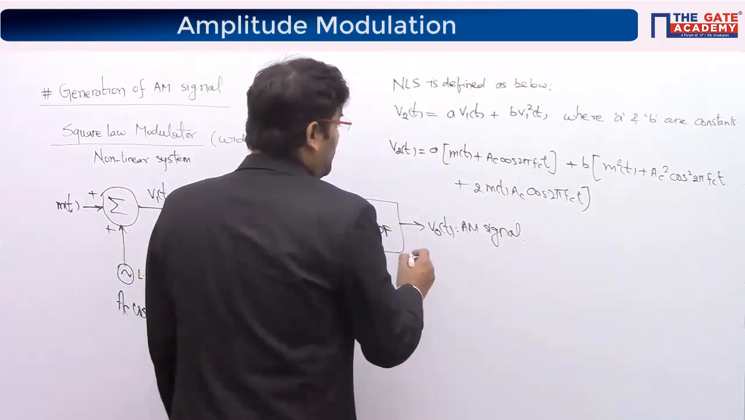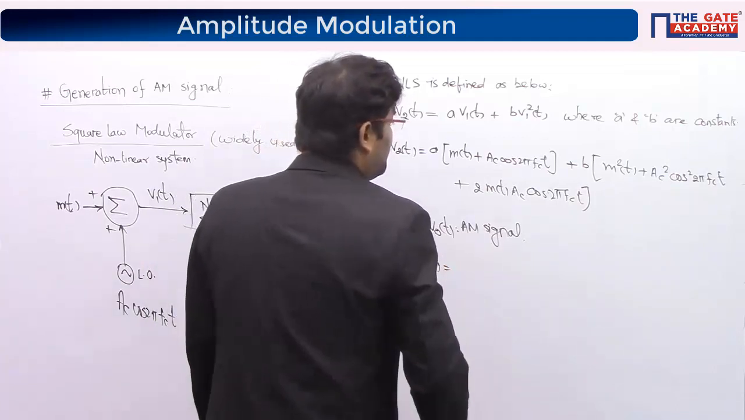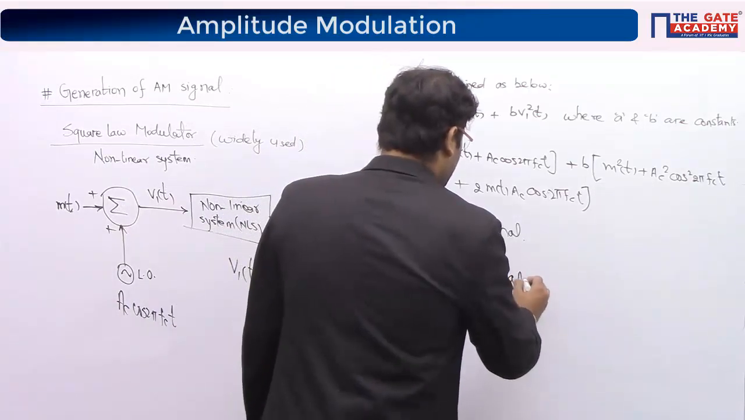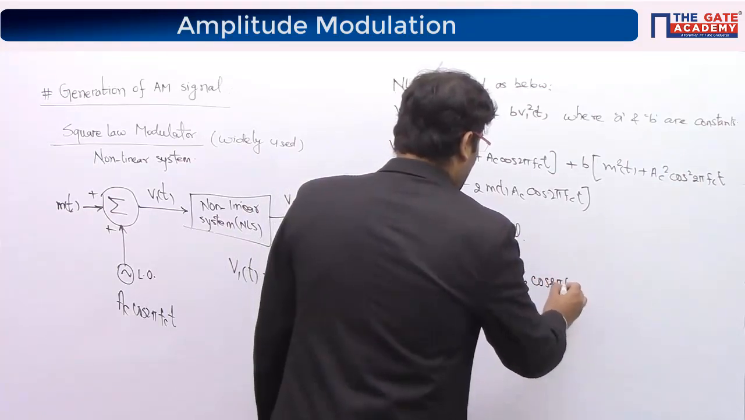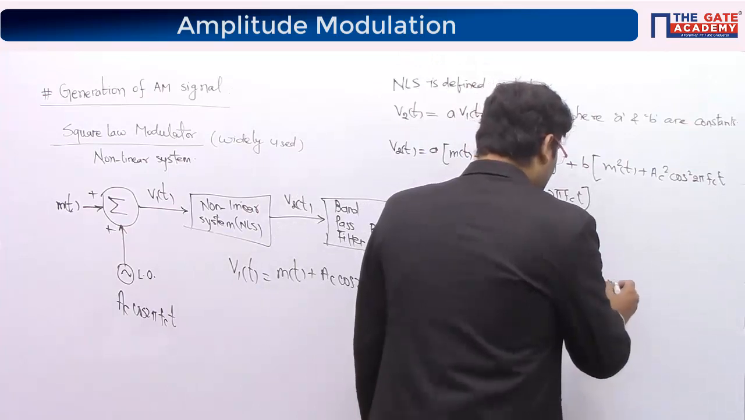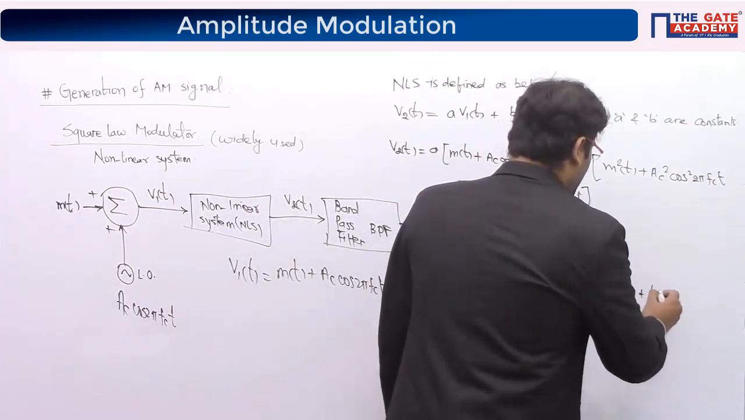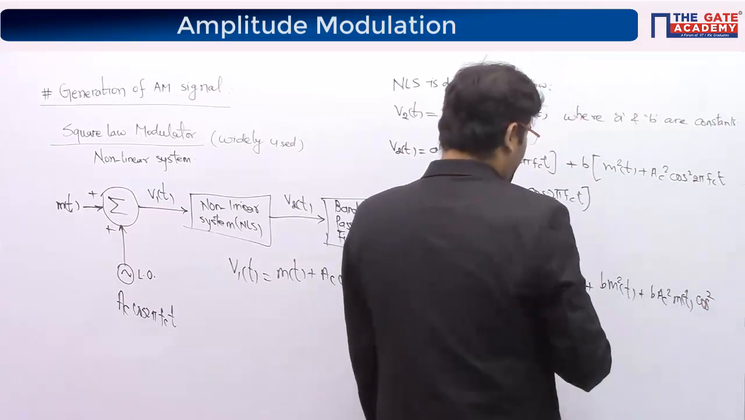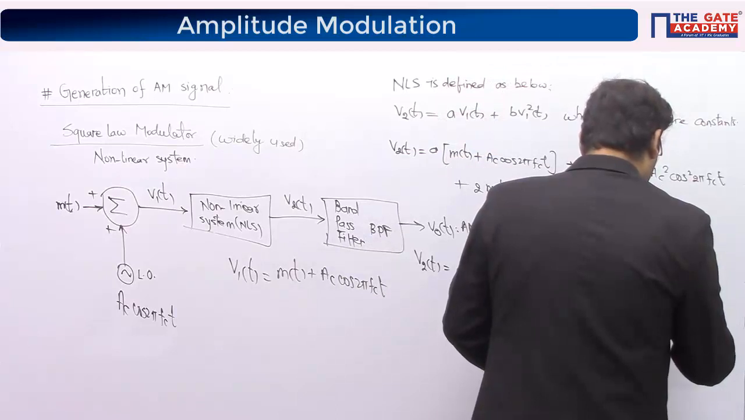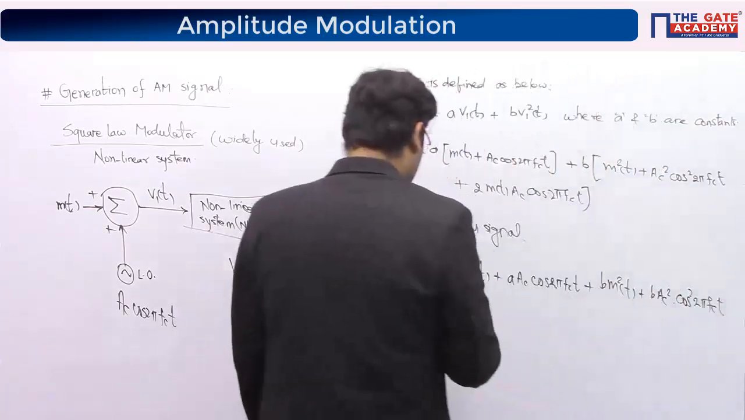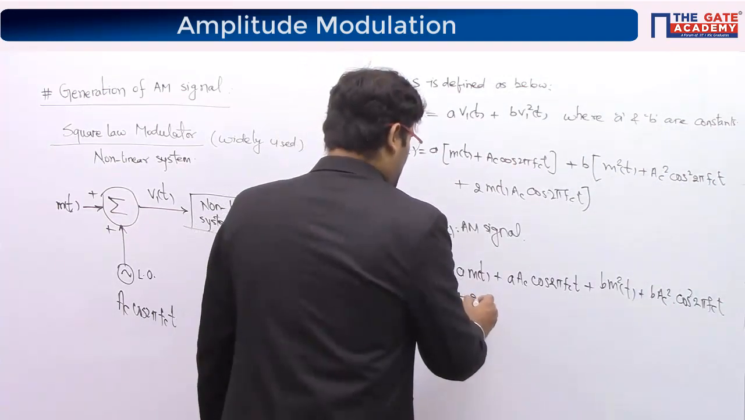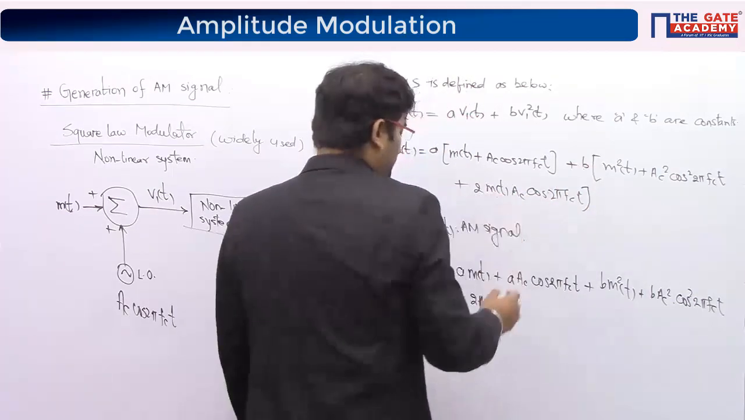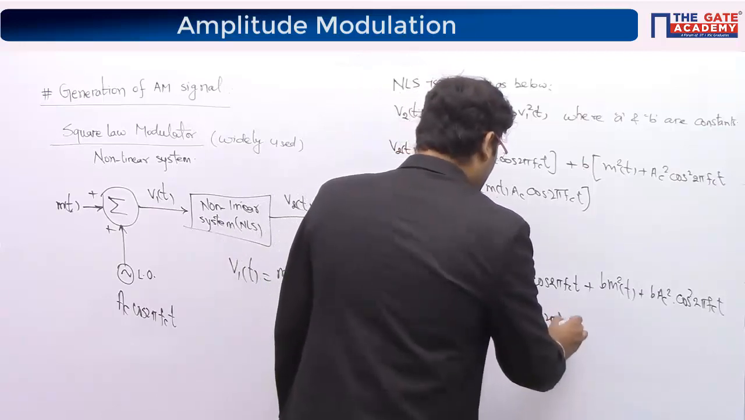If I want to simplify more, it will become v2(t) equal to a m(t) plus a Ac cos 2πfct plus, I'm just expanding it more, b m square(t) plus b Ac square cos square 2πfct plus 2 b m(t) Ac cos 2πfct.